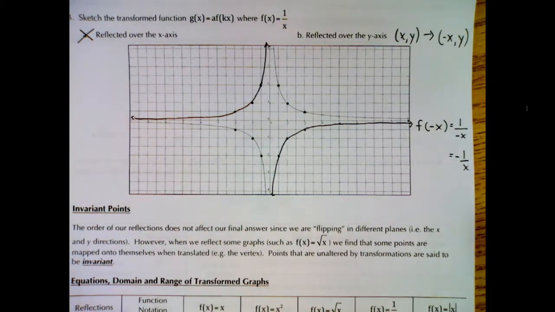All right, we talked about invariant points in the previous lesson, but basically if you do any sort of transformation, usually with reflections, and you end up getting the same point on the transformed graph as you did in the original, that point's called invariant. It doesn't change.